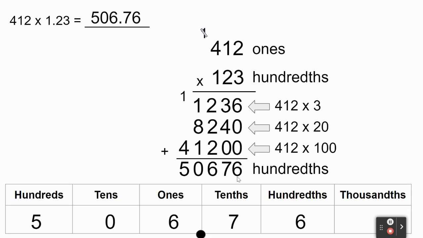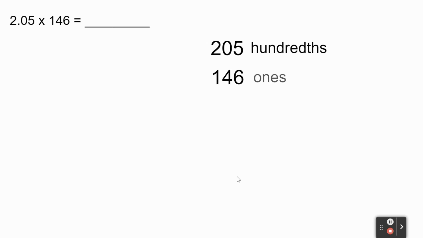Let's try one more problem. Here we have 2 and 5 hundredths times 146. Let's start by writing these numbers in unit form. We're going to write 205 hundredths, since the 5 is in the hundredths place. We're going to be multiplying by 146 ones, since the 6 is in the ones place.